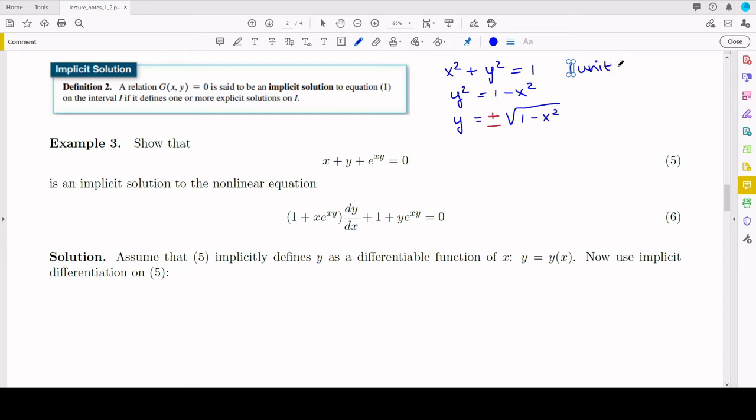This is the unit circle. And then the plus and the minus. The positive solution corresponds to the top half of the unit circle, and the minus is the bottom half. So this is the top and bottom half of the unit circle.